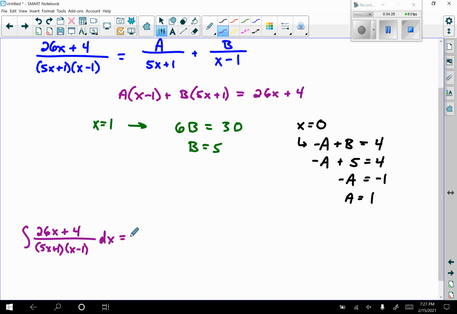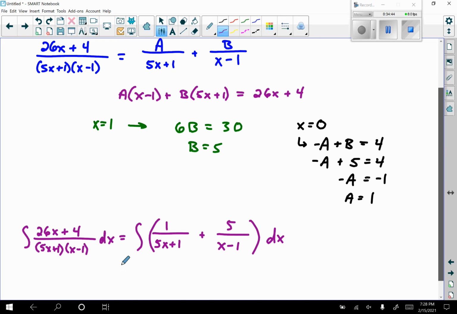All right, so again, this integral now can be rewritten as the integral of a over 5x plus 1. So that's 1 over 5x plus 1 plus b, which is 5 over x minus 1 dx. And we just take the antiderivative here.